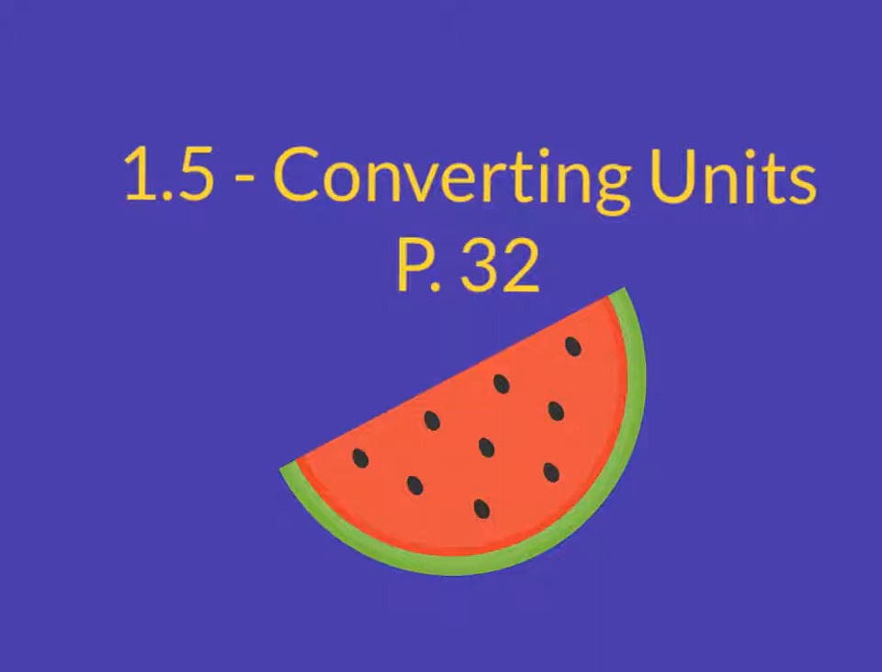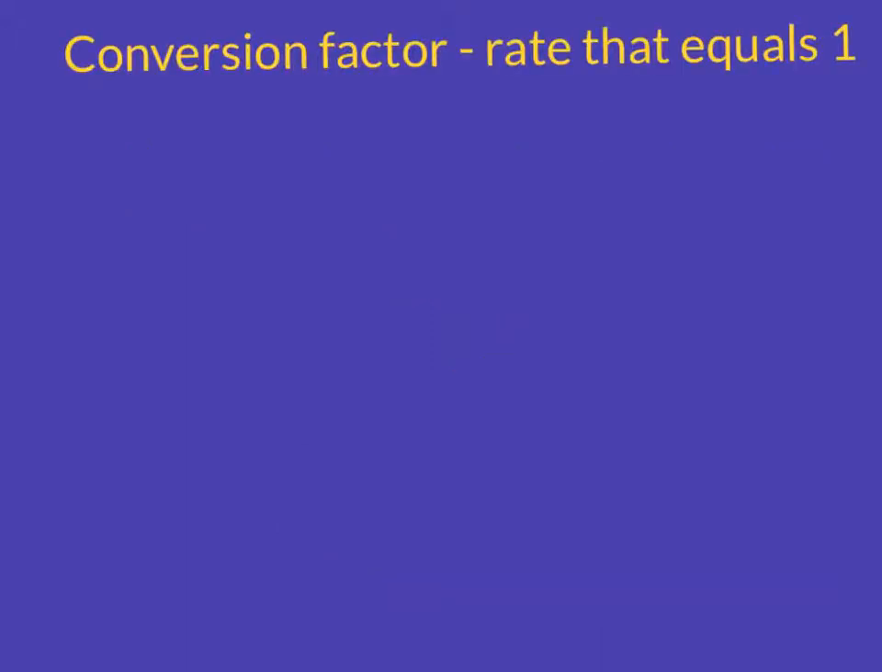Today we're going to be covering the very last section in Chapter 1, 1.5, which has to deal with converting units and begins on page 32 in your math book. When we're converting units from meters to yards or from feet to miles or whatever it may be, we will be using conversion factors. A conversion factor is one of those vocab words that you probably should know. It's a rate that equals 1.